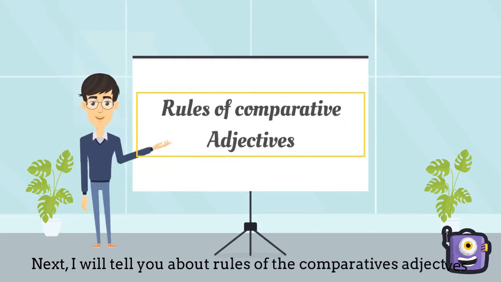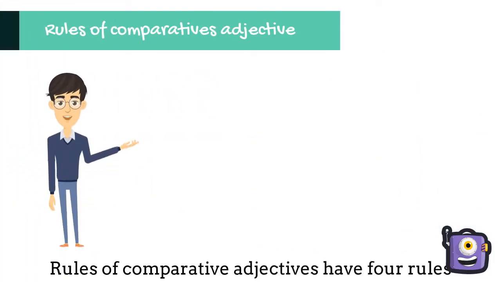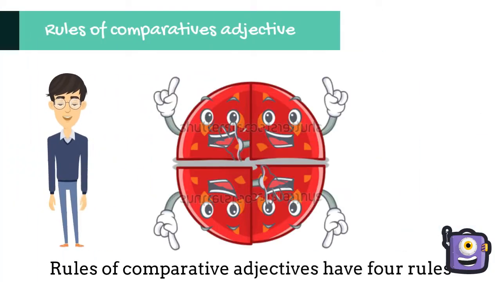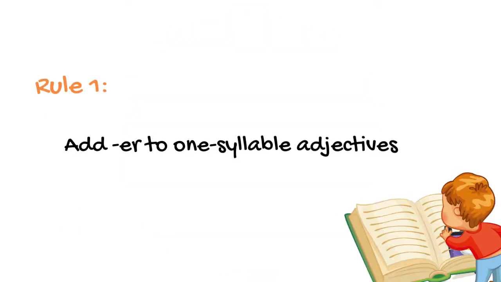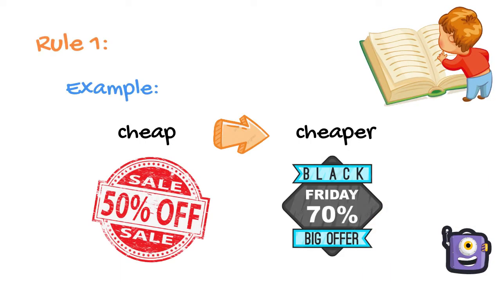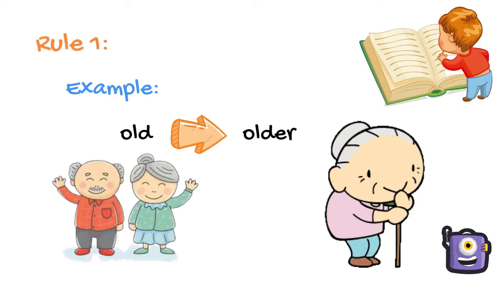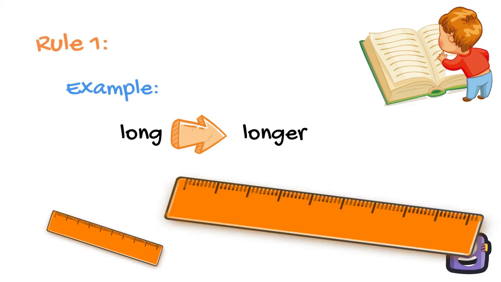Next, I will tell you about the rules of the comparative adjectives. There are 4 rules. Rule 1. Add "er" to one-syllable adjectives. For example, repeat after me. Cheap, cheaper. Old, older. Long, longer.